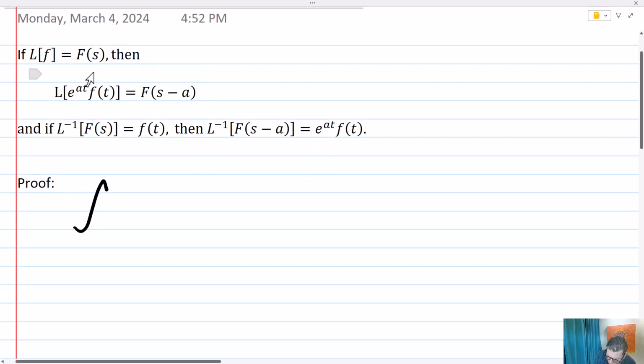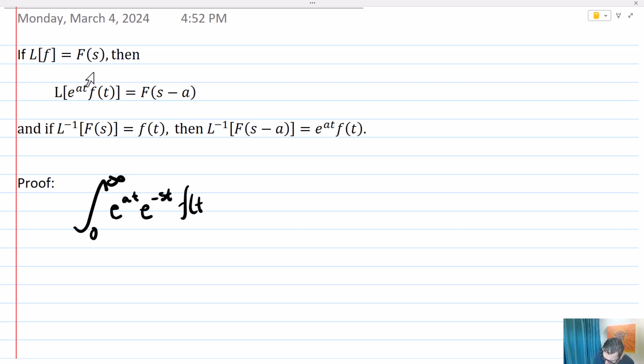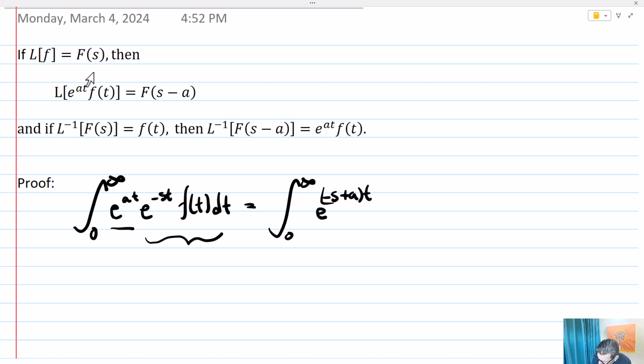So what we're going to do is take the integral from 0 to infinity, and what we'll get is e to the at, and then e to the negative st f of t dt. So this is that part for the transform of f of t, and then this is the e to the at, which we're just going to be multiplying by. If we bring that in, we're going to go from 0 to infinity, and this is going to be e to the negative s plus a, I mean negative (s minus a) t, times f of t dt.